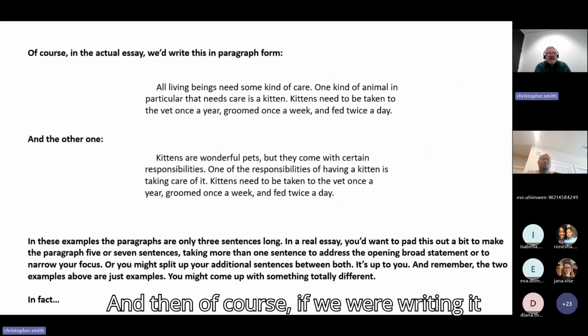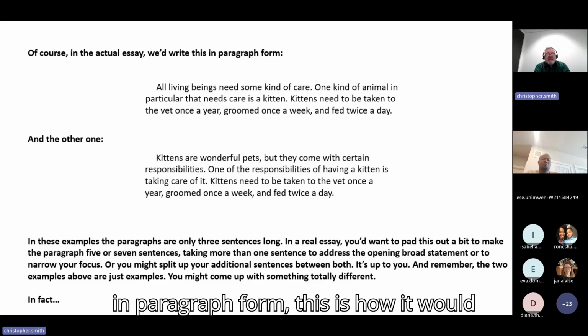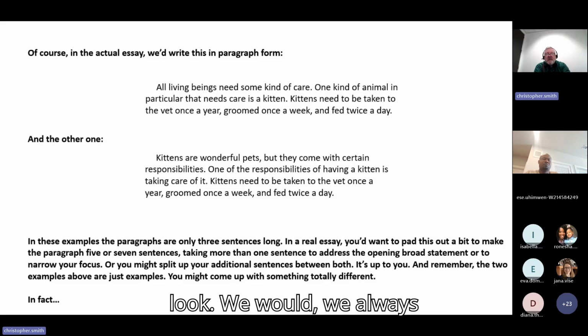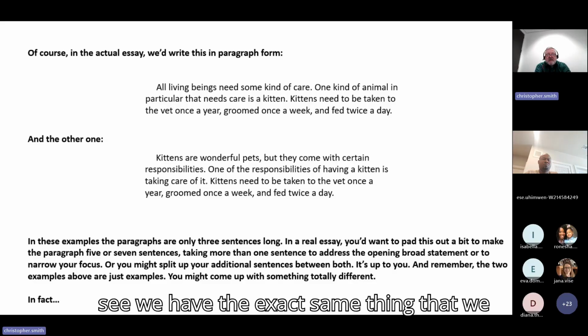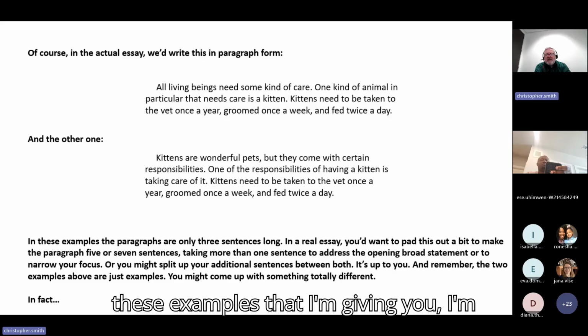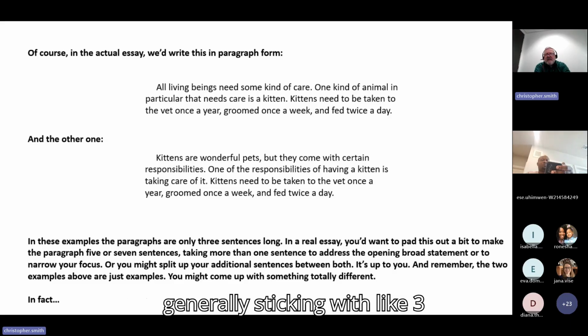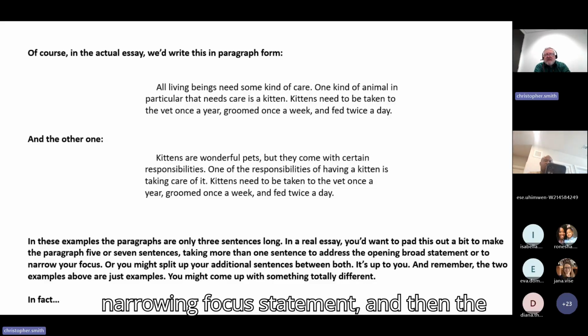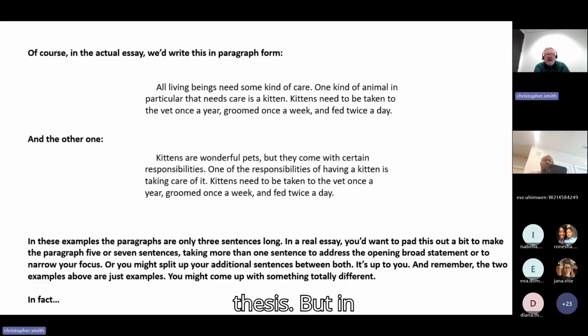And then, of course, if we were writing it in paragraph form, this is how it would look. We always indent or tab that first line of each new paragraph. But you see, we have the exact same thing that we wrote before. And in these examples that I'm giving you, I'm generally sticking with like 3 sentences: the broad statement, the narrow and focus statement, and then the thesis.